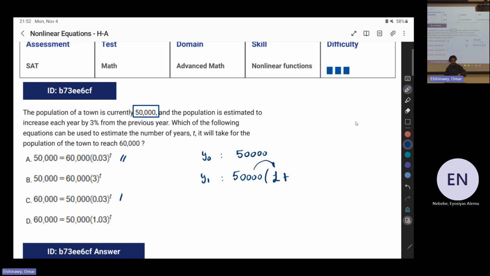But then I get an increase of 3%, which can be written as 0.03. So that's what happens. You get your population back, and then you add 0.03 to this population. You add this amount of this growth. Okay, what happens in the second year?